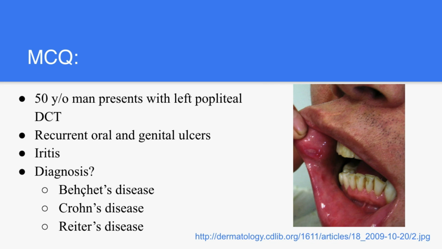Reiter's is a triad of arthritis, uveitis, and urethritis. So there would be no deep vein thrombosis in Reiter's. This is the differentiating point.